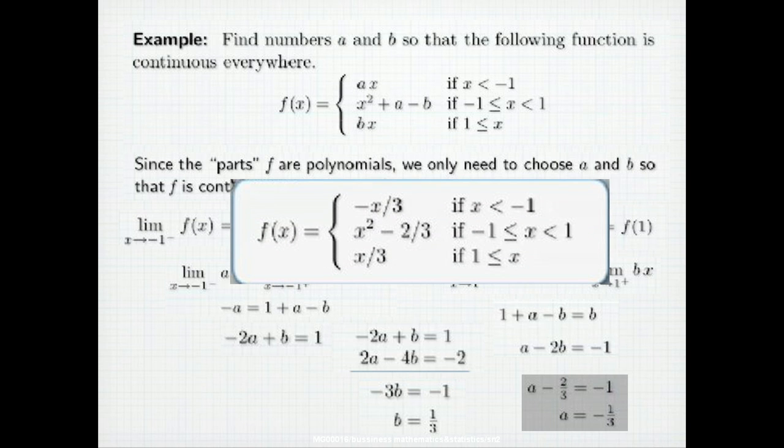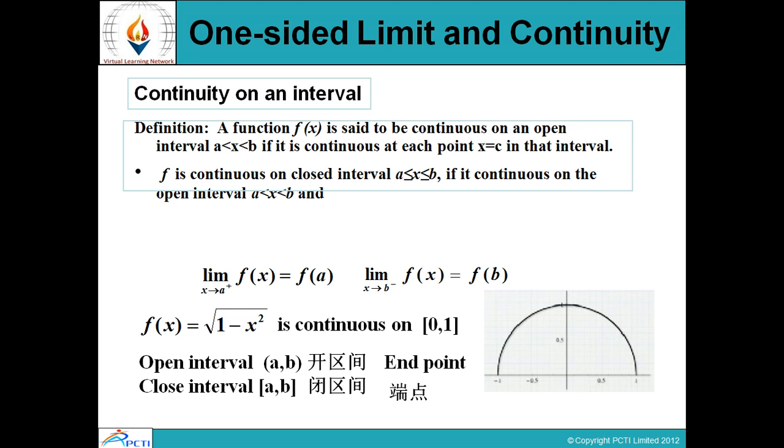So f(x) equals minus x by 3 if x is less than minus 1, x square minus 2 by 3 if minus 1 is less than or equal to x less than 1, and x by 3 if 1 is less than or equal to x. And now, continuity on intervals.